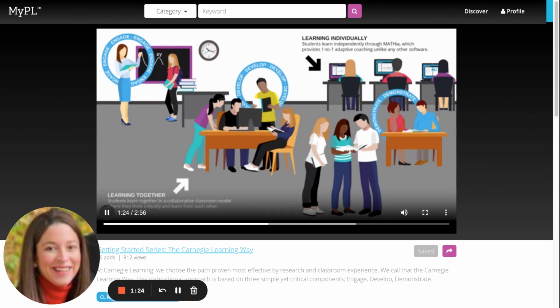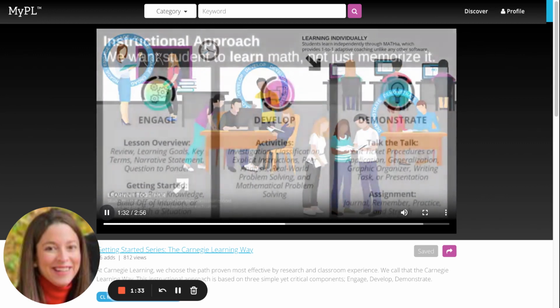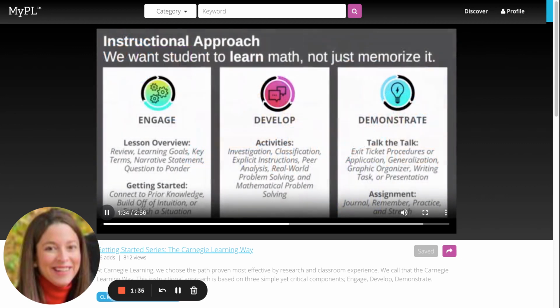This is our instructional approach to engage, develop, and demonstrate while blending learning together and learning individually. Our instructional approach is based upon the collective knowledge of our researchers, instructional designers, cognitive learning scientists, and our master practitioners. It's based on a scientific understanding of how people learn and a real-world understanding of how to apply that science to mathematics instructional materials.